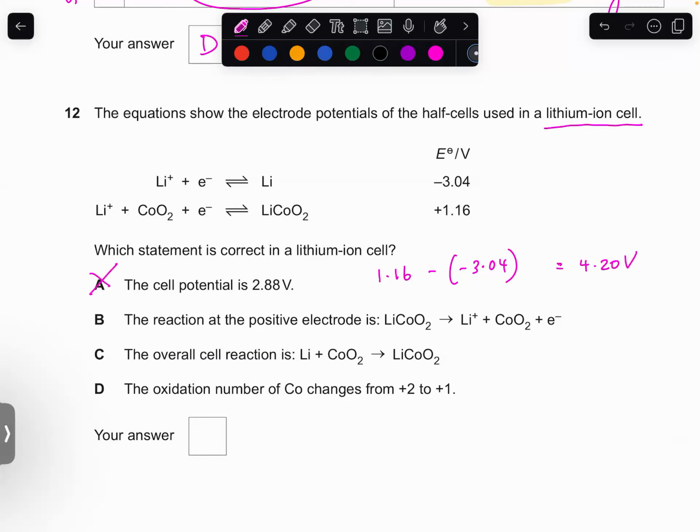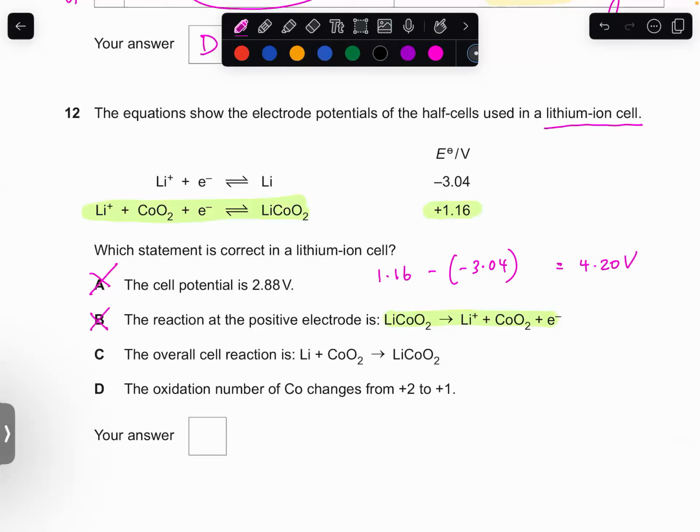The reaction at the positive electrode is this. So can you see what's happened here? This is this equation, but flipped. And it would not flip because this is the more positive of the 2 electrodes. The electrode potential is more positive. So this reaction would not happen.